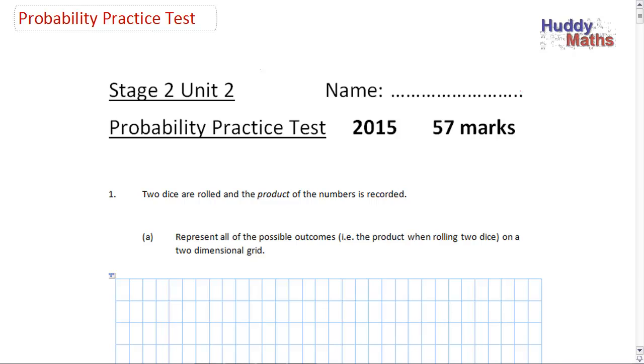Welcome to your practice test on probability. I hope you've done some revision. Not much sense in doing a practice test unless you've revised the work. So here we have it.